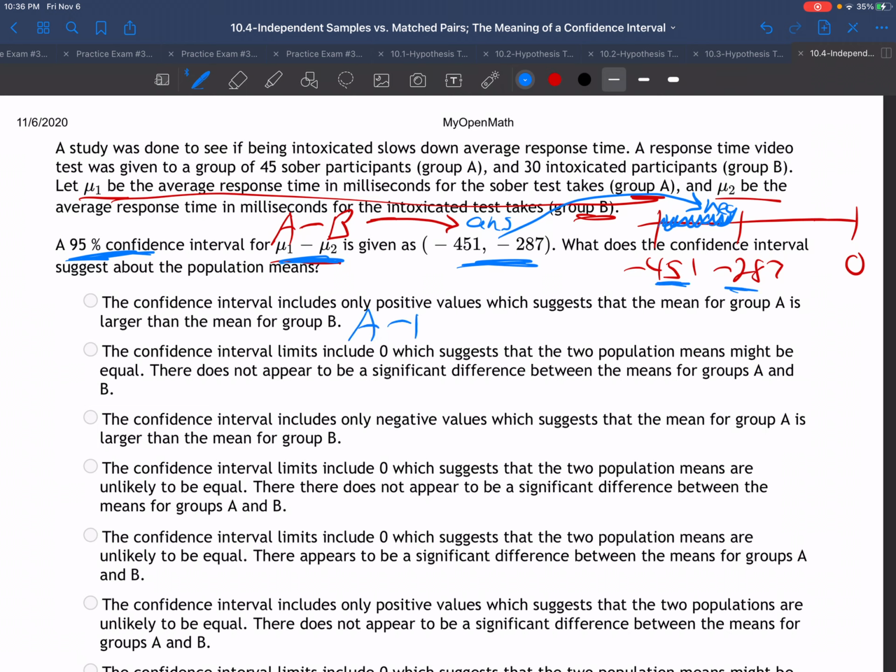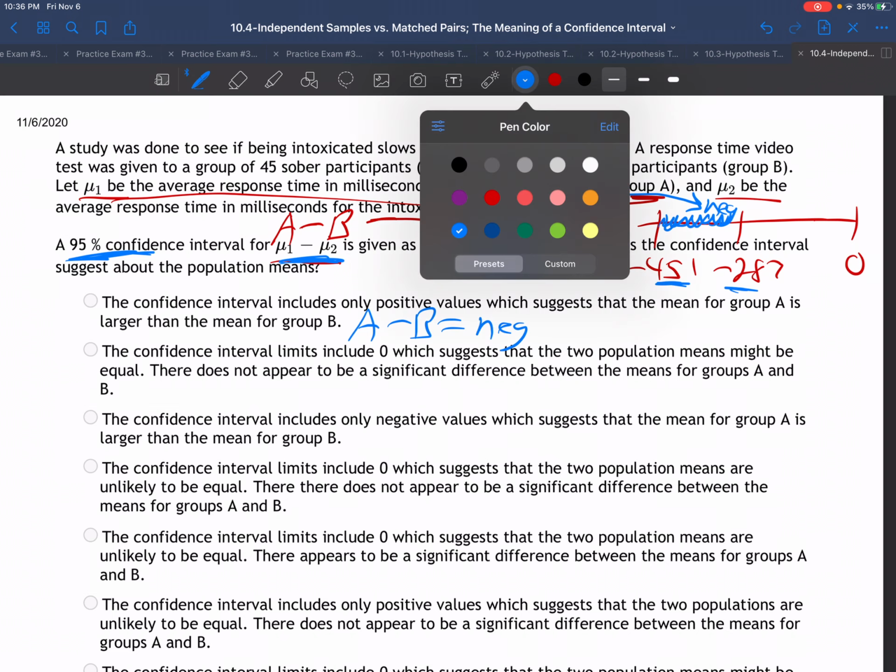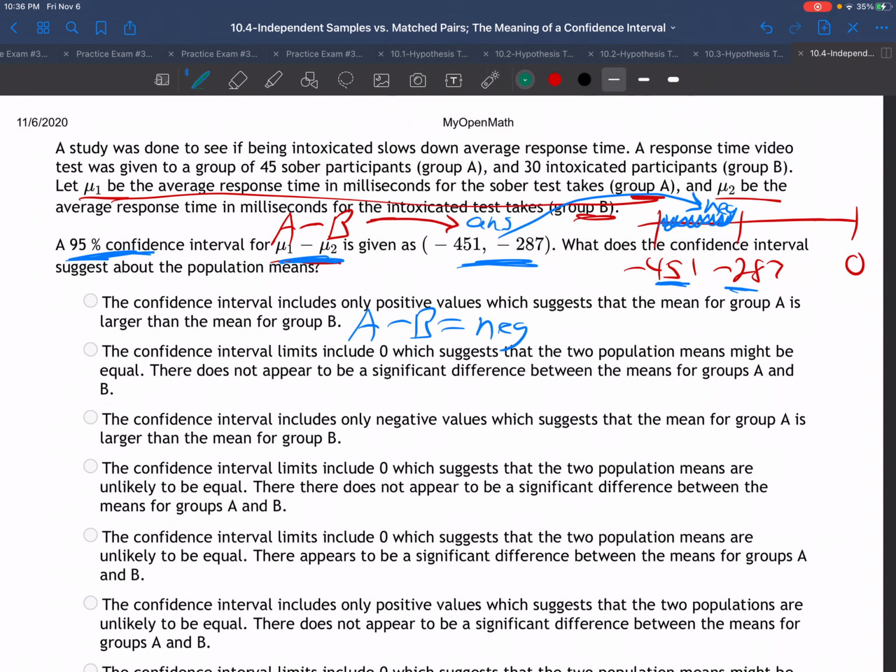So if you take A minus B and the answer comes out negative, what does that mean? What does that mean if you subtract two numbers and the answer comes out negative? That must mean the first number is smaller, like 7 minus 10, for example, is a negative answer, which means the first number is smaller. It means A is smaller. The only way you're going to subtract two things and get a negative answer is if the first number is smaller. So the A must be smaller.